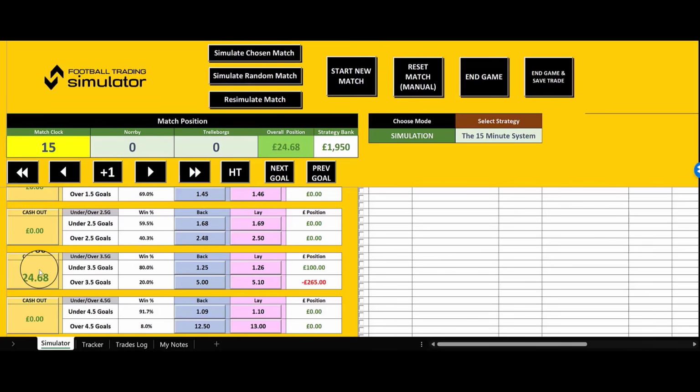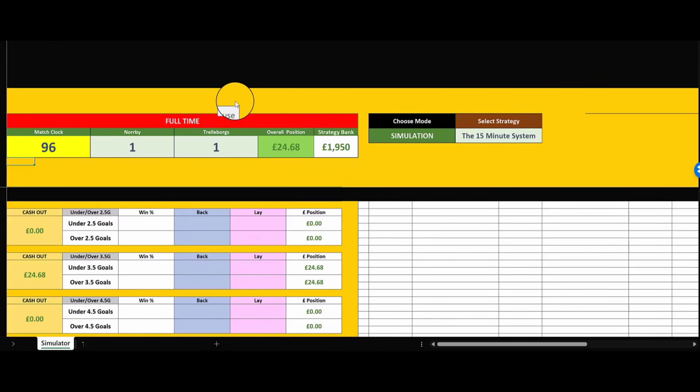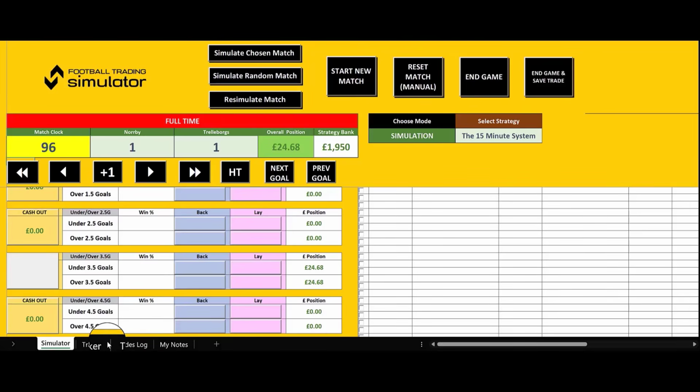So anyway, let's get this locked in, and then we're going to add this to the tally, and then we're also just going to double check that everything is tallying up also. So let's get it in, end game, and save the trade. And let's have a quick look at the tracker here to just see how this is developing.